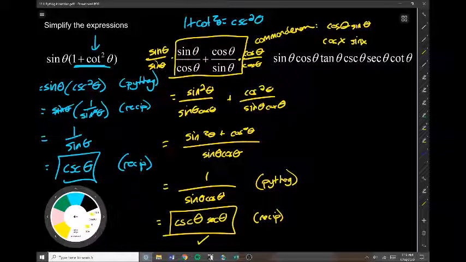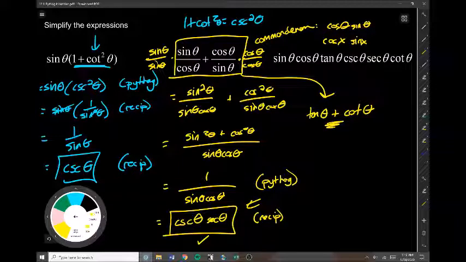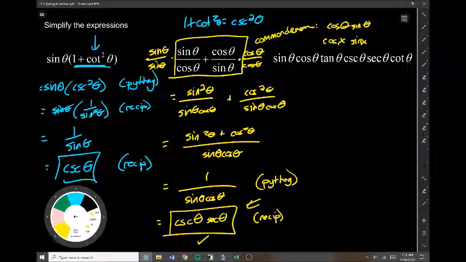Now we could have taken sine over cosine plus cosine over sine and turned that into tangent theta plus cotangent theta, because that's what sine and cosine are. But I much prefer a multiply than a plus, as will you once you start trying to solve. Solving with multiplication is way, way simpler than solving with addition, because you just need factors. So if you can get rid of the addition and make things in terms of multiplication, it's far superior.